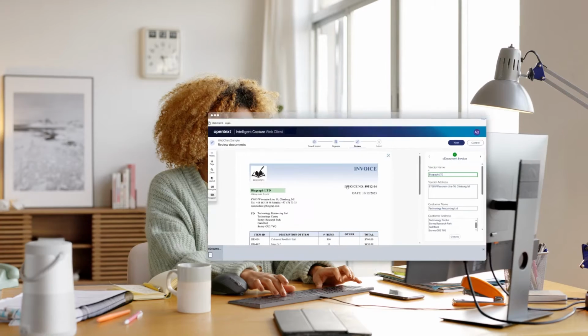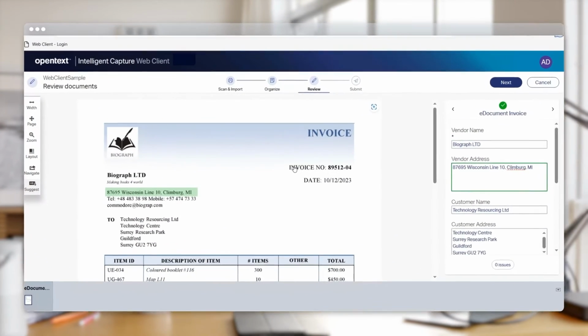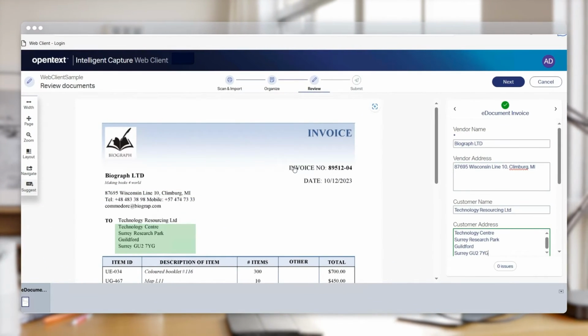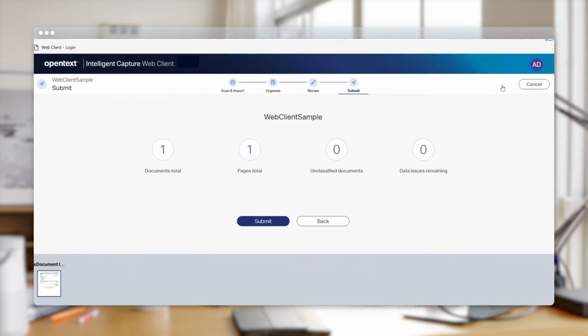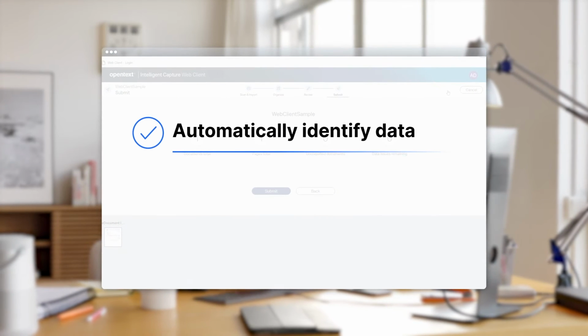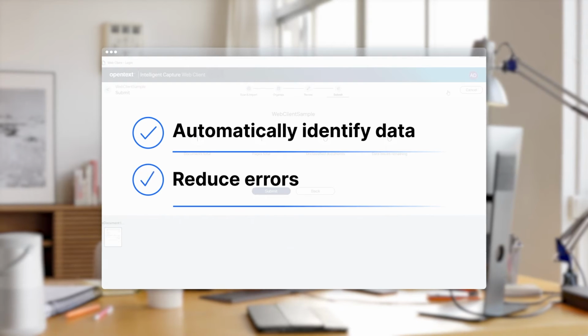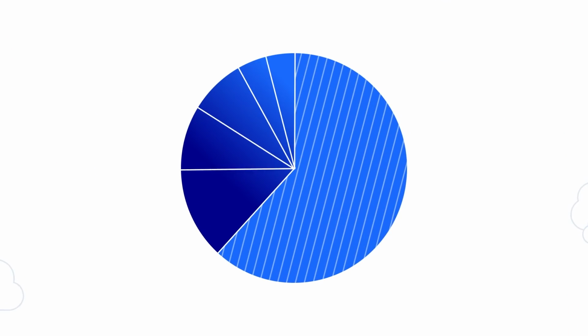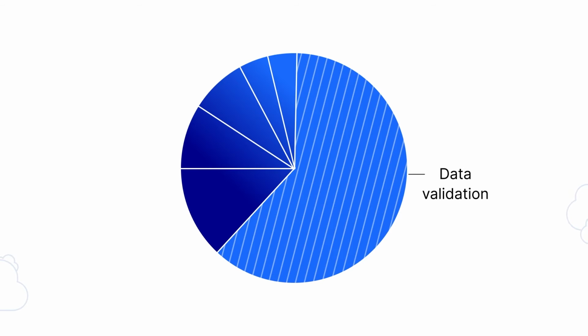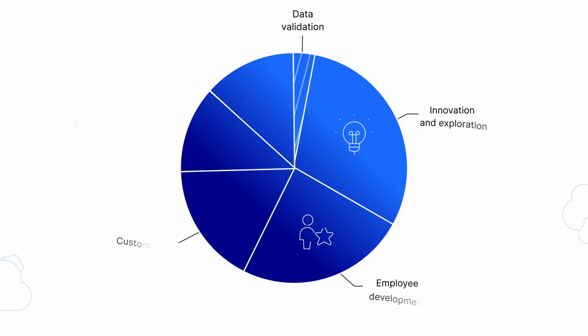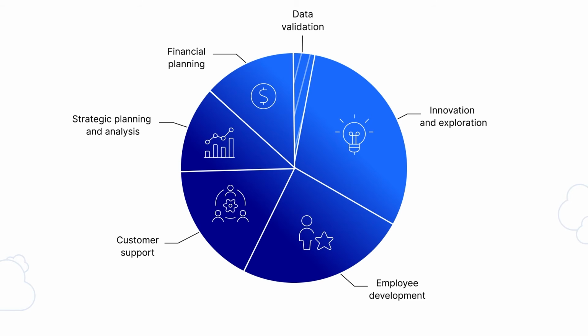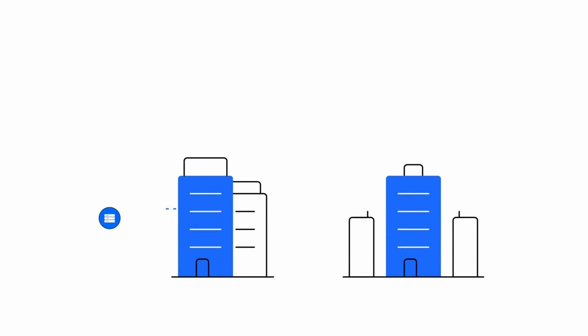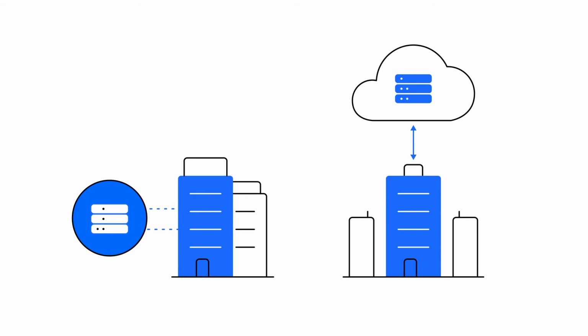Plus, every time employees use the human-in-the-loop validation UI to correct data errors, they're training AI models to automatically and accurately identify data, reduce errors, and increase speed and efficiency over time. This allows employees to spend less time on data validation and more time on tasks that bring greater value to operational processes. Intelligent Capture also provides flexible deployment options off-cloud or in a private cloud.